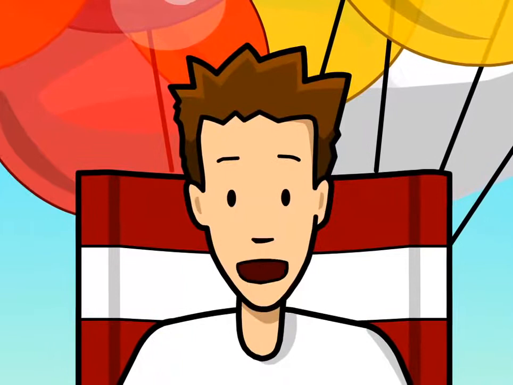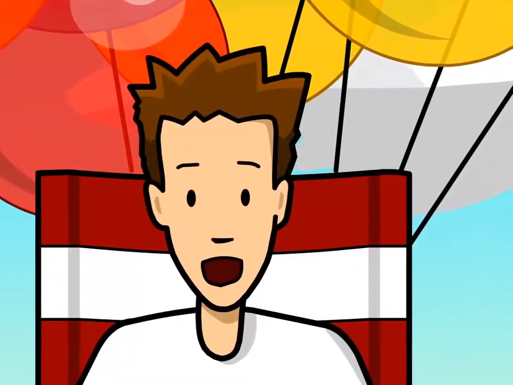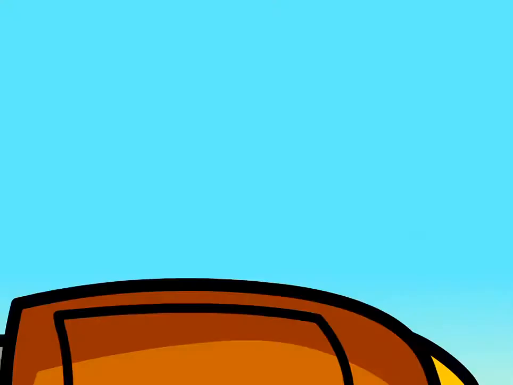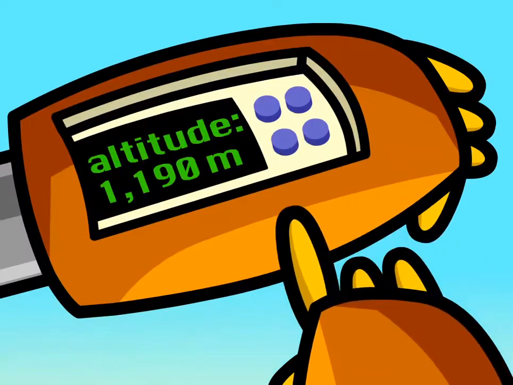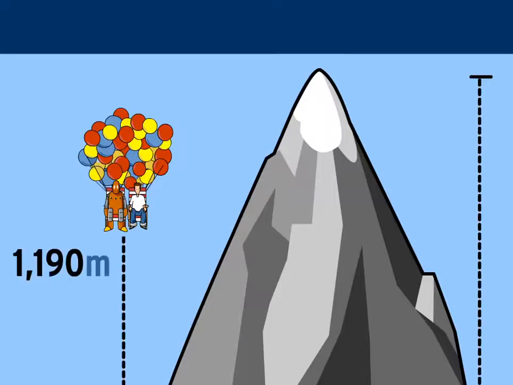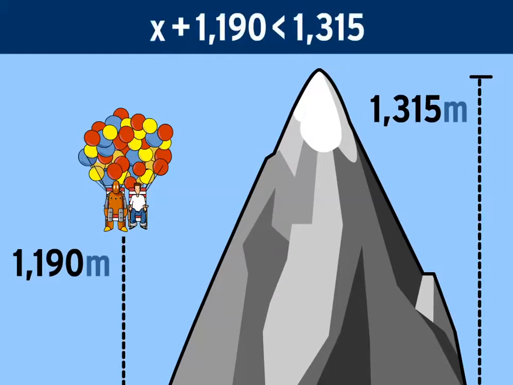Matter of fact, we've got ourselves a little inequality staring us in the face right now. We're cruising along at, right, 1,190 meters above sea level. And that mountain up ahead is 1,315 meters high. We know that 1,190 is less than 1,315. The question is, how many meters do we need to add to our height so that it's greater than the mountain's?